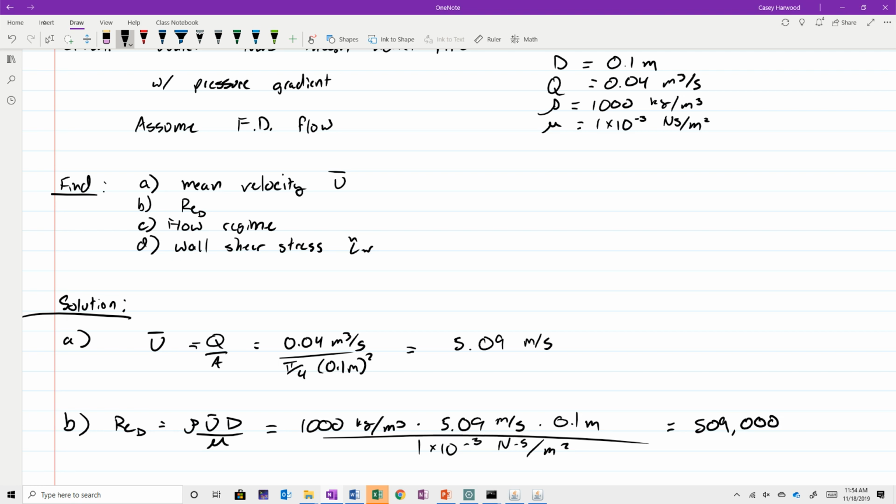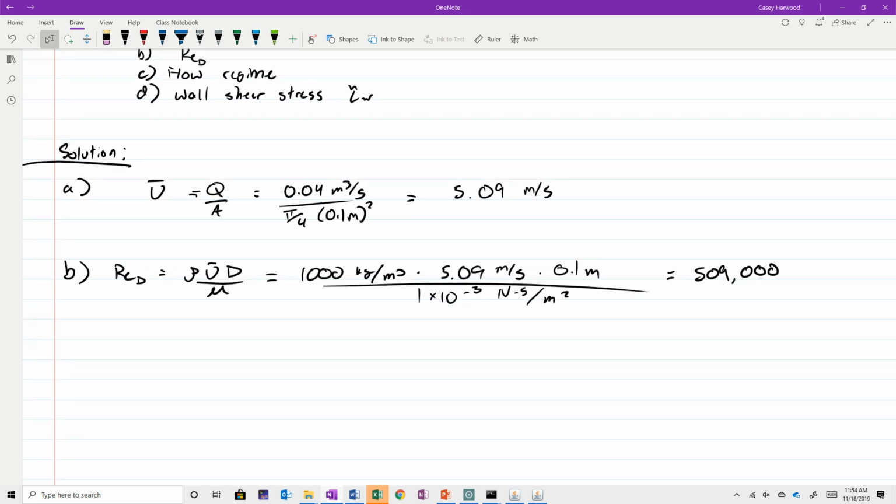Laminar or turbulent? Turbulent, right? Way turbulent. Well beyond that 4,000 cutoff. So for C, we simply say turbulent because the Reynolds number is way bigger than 4,000. And then finally, the wall shear stress.